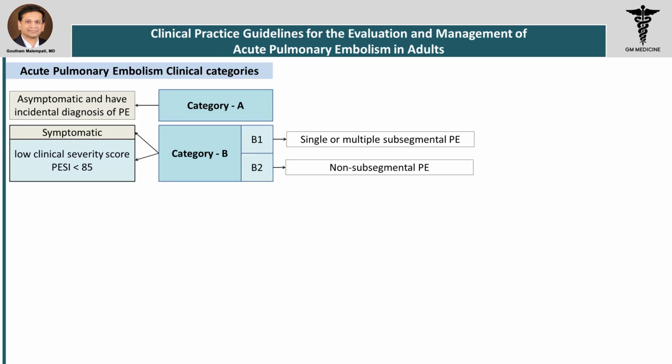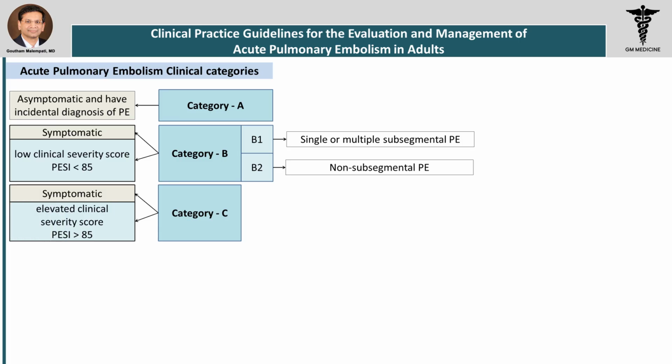Subcategory B2 consists of non-subsegmental PE. Category C. Patients in this category are symptomatic and have elevated clinical severity score. Example, pulmonary embolism severity index greater than 85.